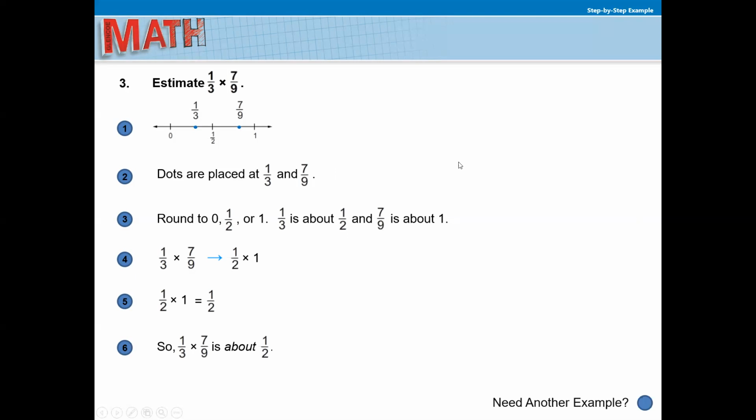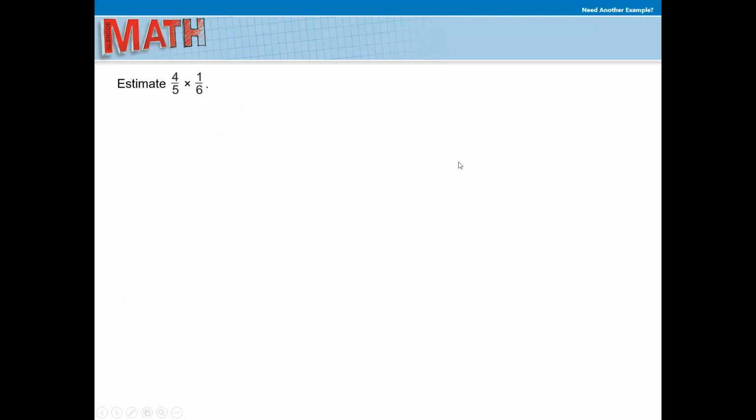Here's another example. Estimate 4/5 times 1/6. Remember that we're estimating. Round down if it's less than 1/2, round up if it's more than 1/2. Show all of your work in your math notebook, pause the video, press play when you're ready to continue.